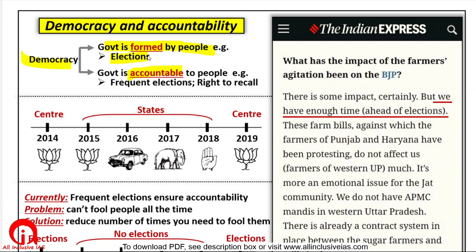We elect the government, but after election there are few other elections as well. There is some right to recall in some places. These are some ways in which we ensure accountability of the government. For example, in 2014 we elected BJP. Now in 2019 we again elected BJP.